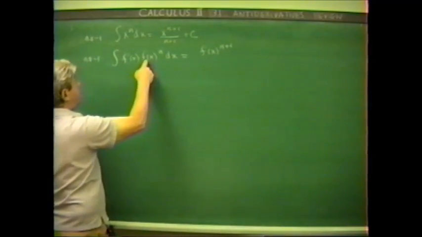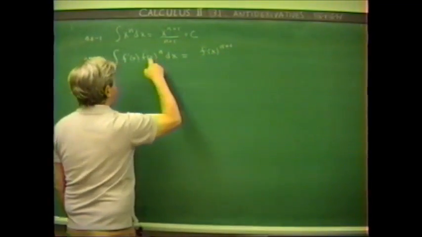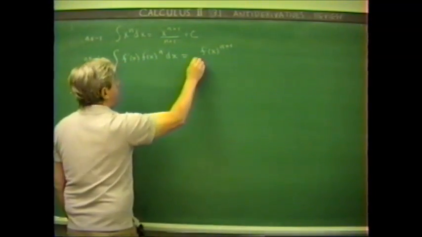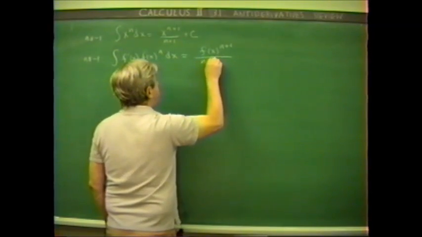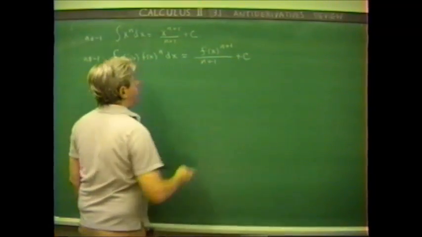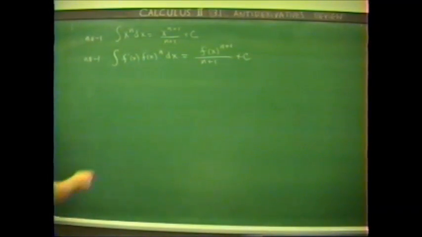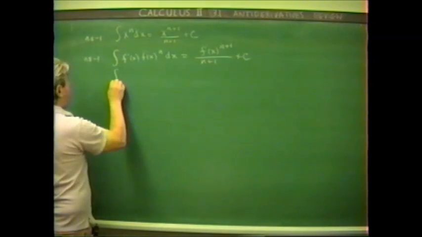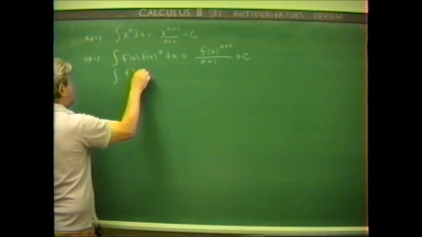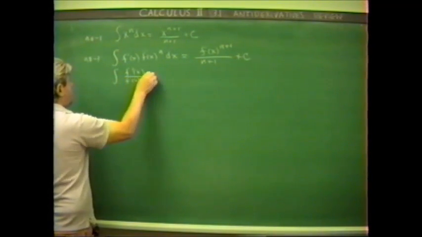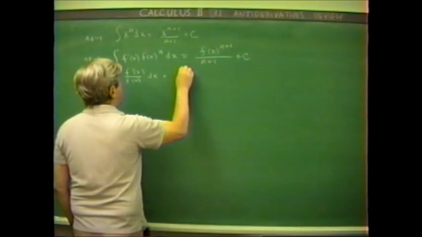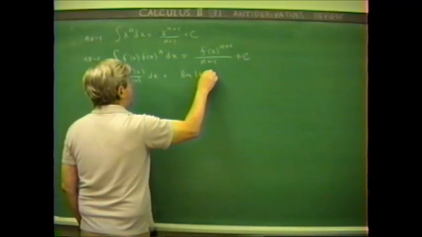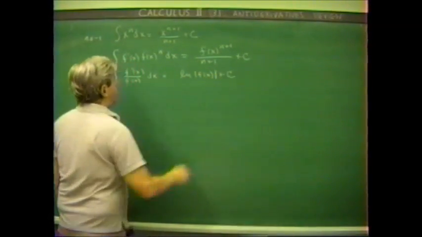The derivative of that is going to be f of x to the n times f prime of x times n plus 1, so that this divided by n plus 1 is the correct derivative here. When n is equal to minus 1 now, we know that the antiderivative of f prime of x over f of x with respect to x is log absolute f of x plus any constant.